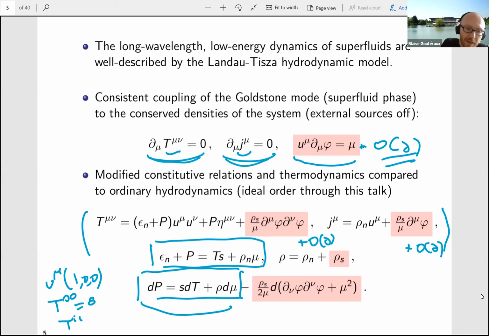and T^ii is P. Now, because I'm assuming relativistic symmetry, I'm free to boost the system and to let u^μ be non-trivial. So now u^μ doesn't need to be just (1, 0, 0). I can boost it. And in the same fashion, the current is equal to the charge density times the velocity u^μ.